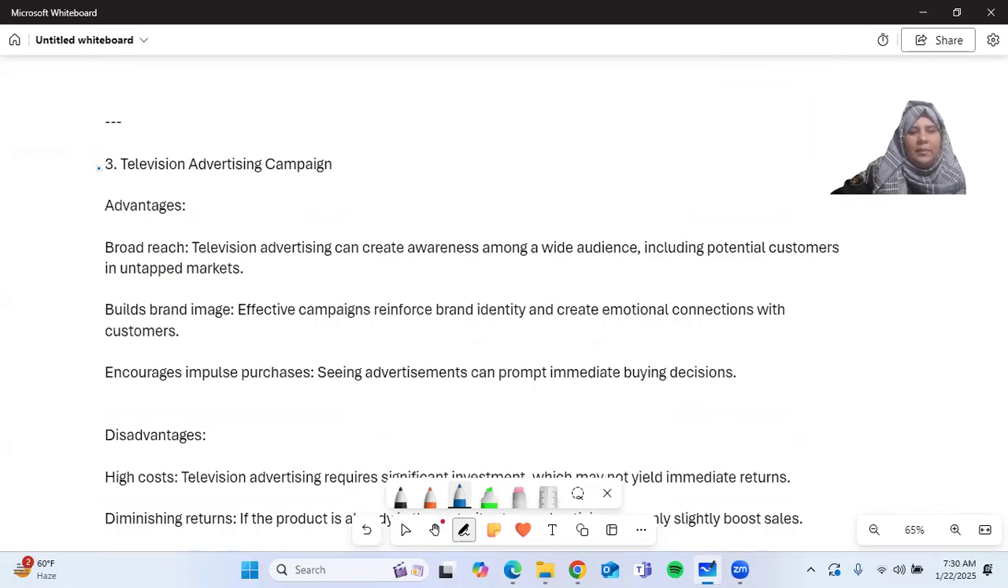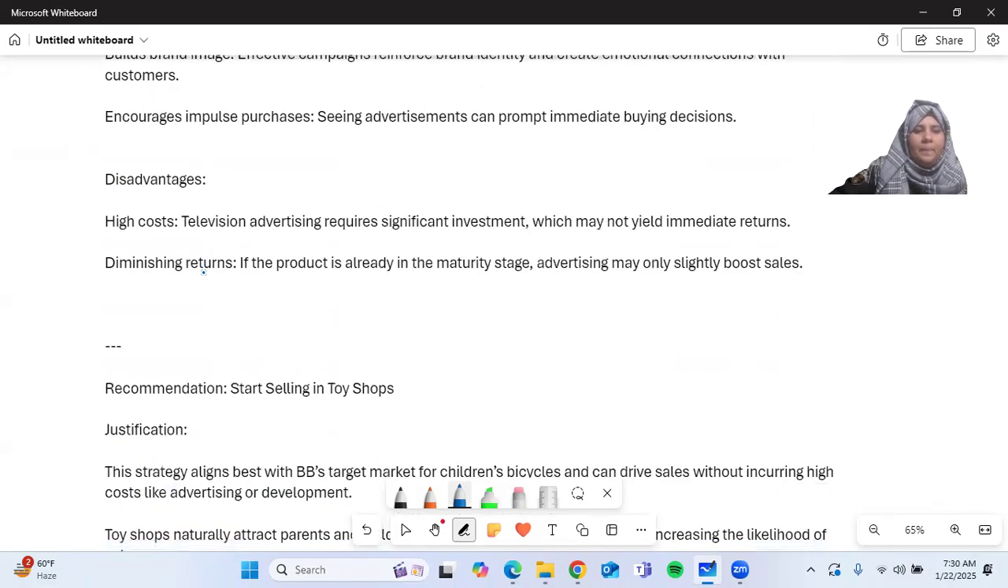The third one is a television advertising campaign. Of course, there will be broad reach using this third method. Television advertising can create awareness among a wide audience, including potential customers in untapped markets. However, there will be high costs. Television advertising requires significant investment, which may not yield immediate returns.